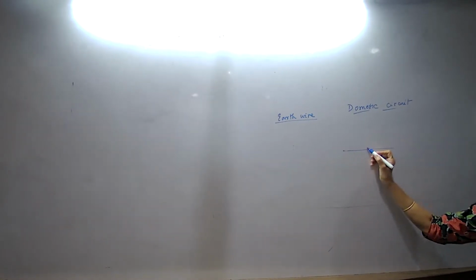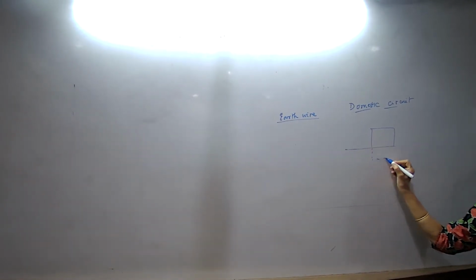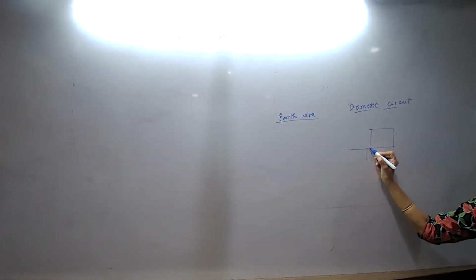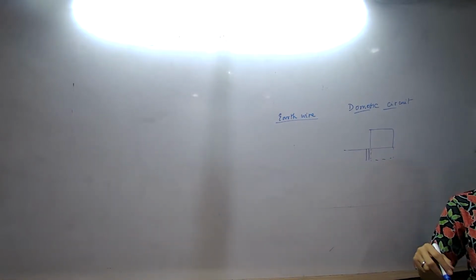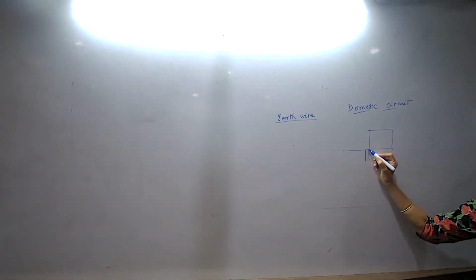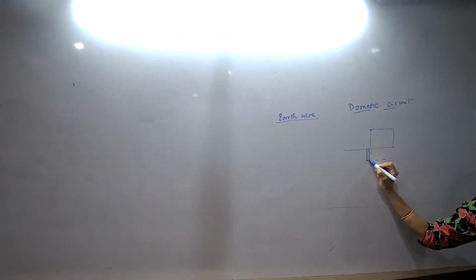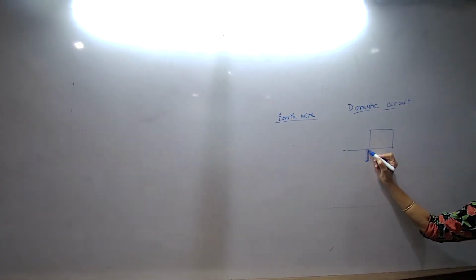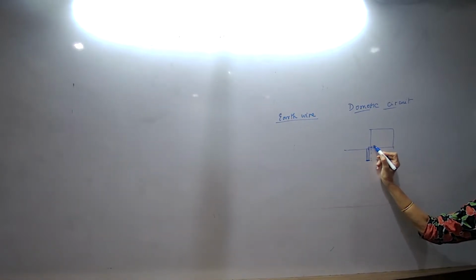So what happens in the earth wire is, let us say they want to make a house or a building or whatever it is. They are going to make a foundation. That means they are going to dig deep inside the earth. By digging deep inside, they are going to put a wire which is fixed to a copper plate. There's a copper plate which is buried deep inside, and this wire is actually the earth wire.